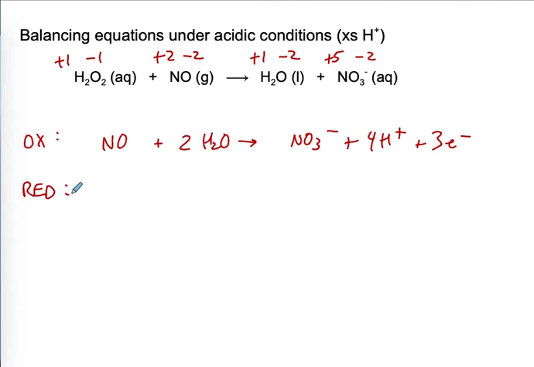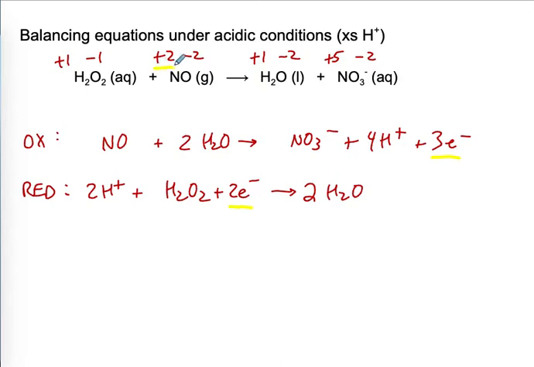For the reduction, hydrogen peroxide is being reduced to water. I will balance the oxygens by putting a 2 before H2O on the product side. I will balance the hydrogens by adding 2 hydrogen ions to the reactant side. And then I'll balance charge by putting 2 electrons on the reactant side. Notice that in your oxidation half reaction, electrons must always be on the product side, and that in your reduction half reaction, electrons must always be on the reactant side. Notice also that the number of electrons gained or lost must equal the change in oxidation number.